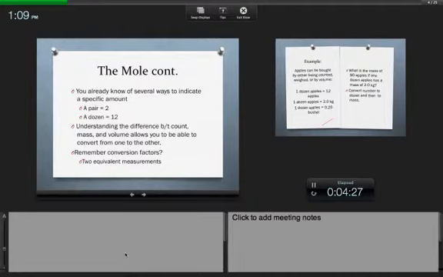Now, if we compare a dozen donuts to a dozen cars, obviously the cars are going to take up more mass, right? Obviously the cars are going to take up more volume because they are much larger. However, we still have 12, right? All right, but to do this, we need to remember something called a conversion factor. Does anybody remember what a conversion factor is?